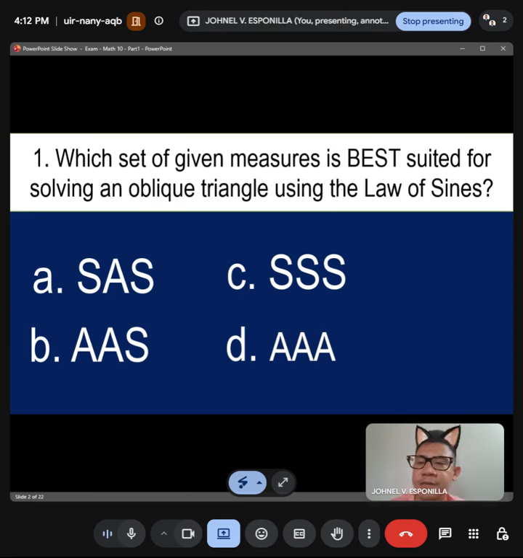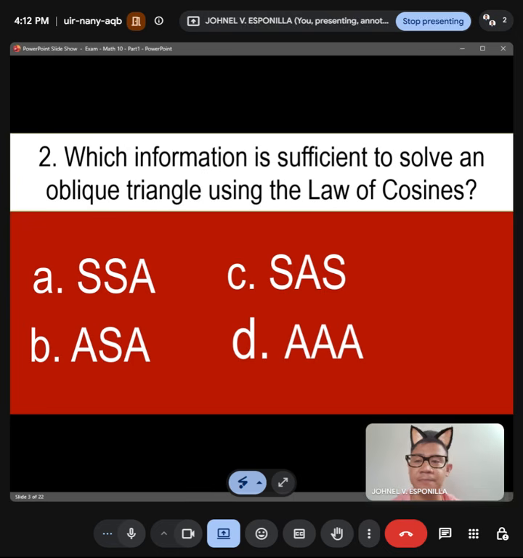Okay. So, the correct answer here, since this is the law of sines, we all know that in order to use the law of sines, we need three cases, right? So, what are these three cases? We have the AAS case, we have the ASA case, and we have the SSA case. So, which of these is our case? That is letter B. Letter A and letter C are for the law of cosines.